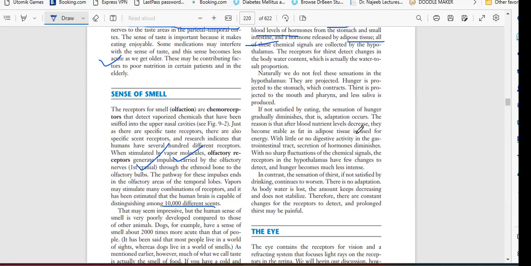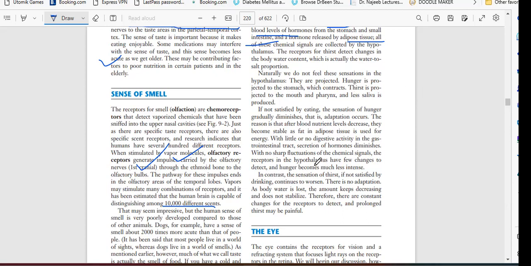That is, adaptation occurs. The reason is that after blood nutrient levels decrease, they become stable as fat in adipose tissue is used for energy, with little or no digestive activity in the gastrointestinal tract. Secretions of hormones diminish with no sharp fluctuations of the chemical signals. The receptors in the hypothalamus have few changes to detect, and hunger becomes much less intense.